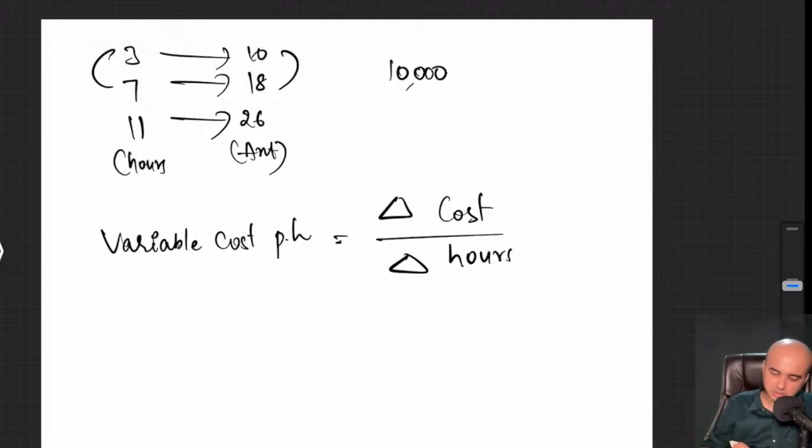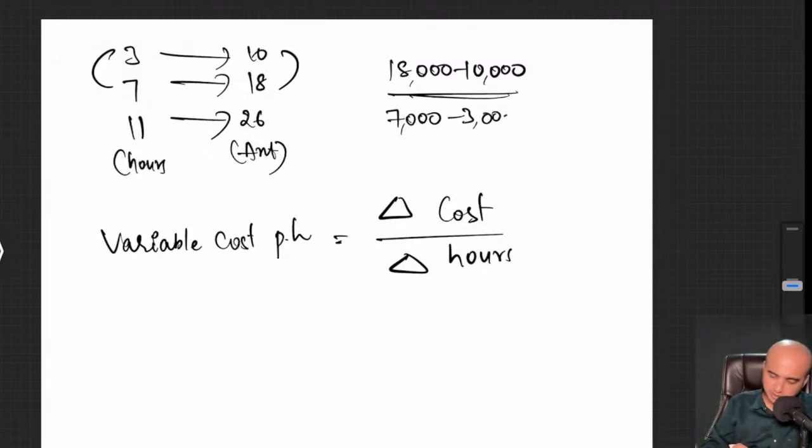10,000, sorry, that is the cost, right? So let me write down the highest first. 18,000 minus 10,000. Change is nothing but new value minus the old value. New value is 18,000, old value was 10,000. Same thing with the hours. So in case of hours, the new value is 7,000, old value was 3,000.